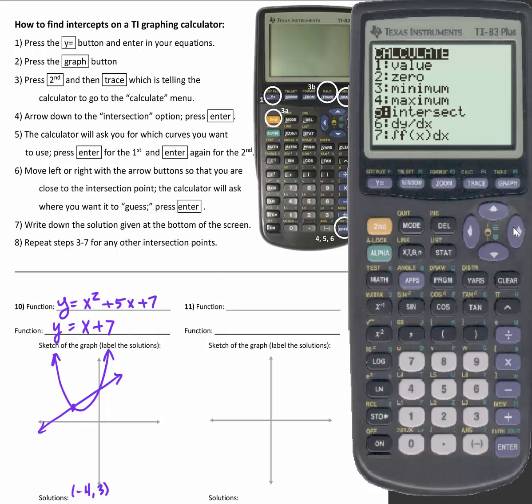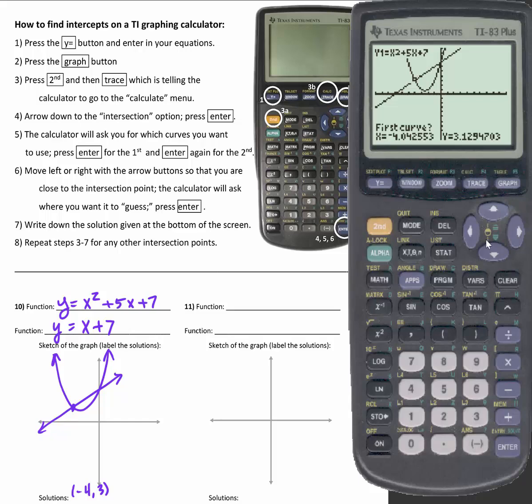You get to go back and forth with the arrow pads, and it just tells you all of the answers. But if you have a TI, and if there were 4 or 5 answers, you're going to have to do this process 4 or 5 times. So notice I'm going closer to where that intersection point will be.